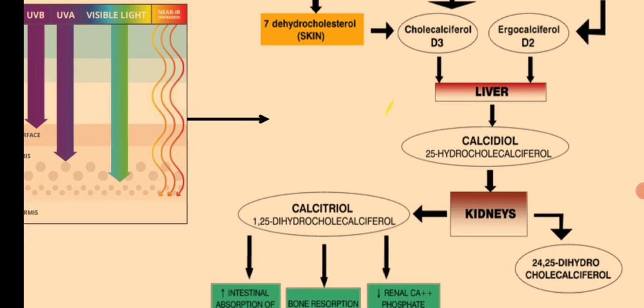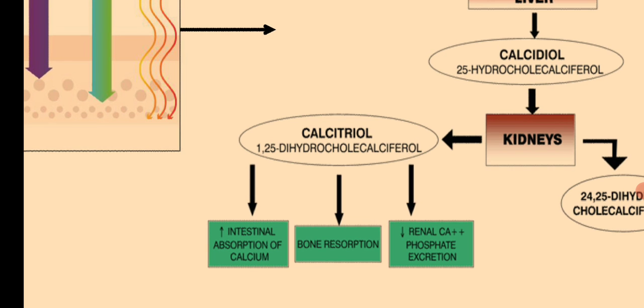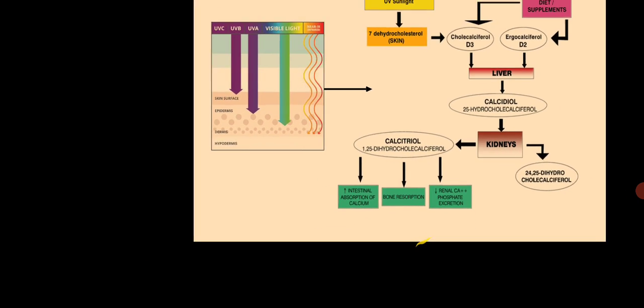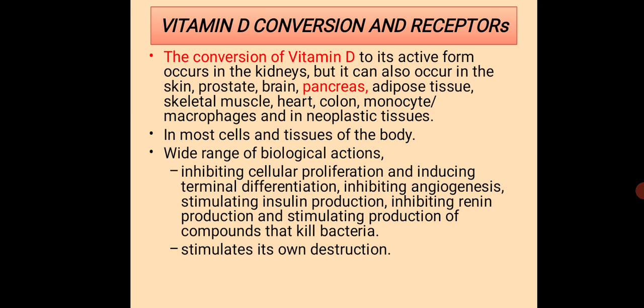So calcitriol, 1,25-dihydroxycholecalciferol, the active vitamin D3, increases intestinal absorption of calcium and bone resorption, and decreases renal calcium and phosphate excretion. That is beneficial in the body, kidneys and other parts of the body.